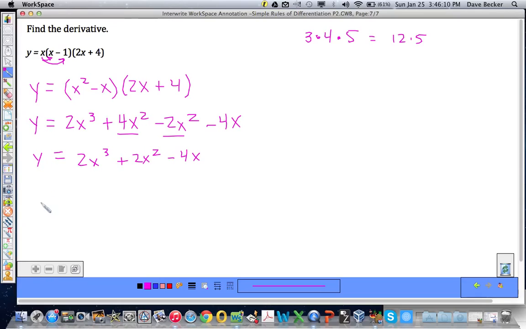So then the derivative is equal, and I'll just write this as y prime. 3 times 2 is 6 x, 3 minus 1 is 2, 2 times 2 is 4, so that's 4x, 2 minus 1 is 1, so that's the first power, and then 1 times negative 4 is negative 4, and that would be x to the 0, because 1 minus 1 is 0, so that is our derivative.